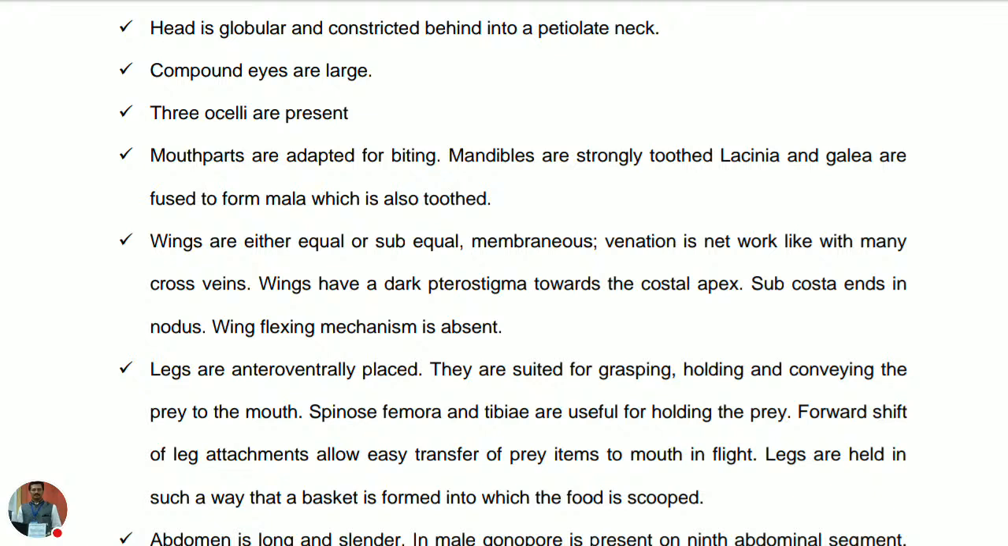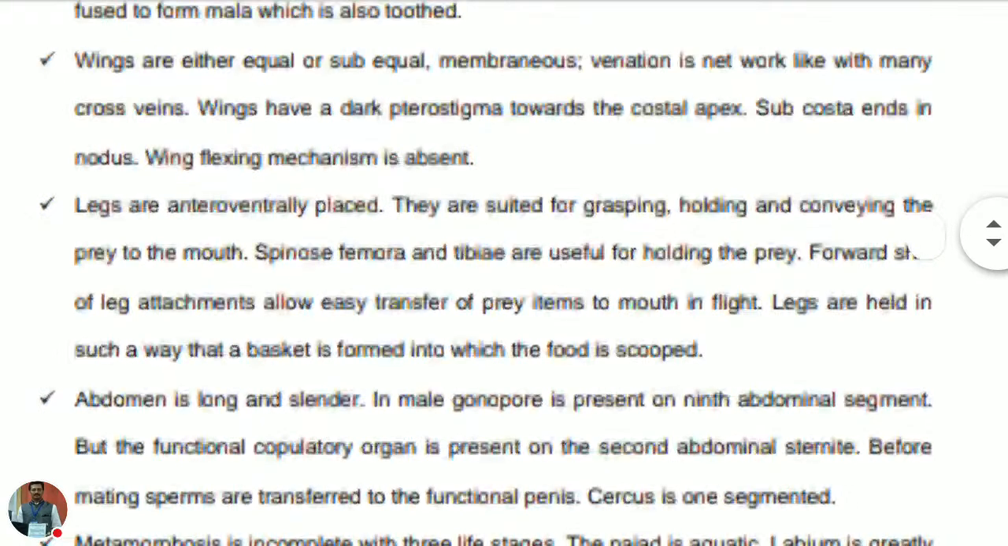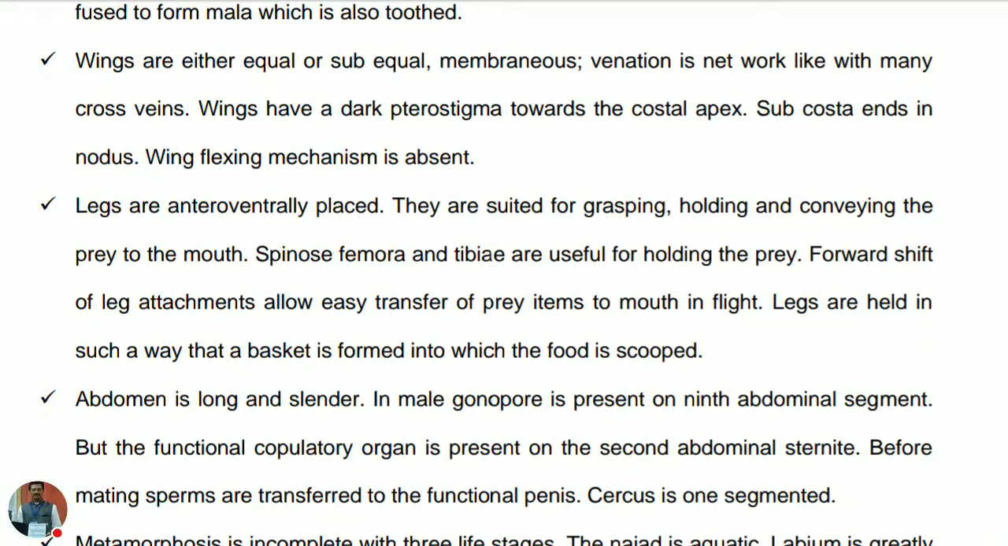Then the legs are anteroventrally placed. Anteroventrally means at the forward or just behind the head, and ventrally means on the lower side. They are suited for grasping. The legs are suited for grasping, holding and conveying the prey to the mouth. As they are good predators, they can catch the prey and put it in the mouth for devouring it. The spinose femora and tibiae are useful for holding the prey.